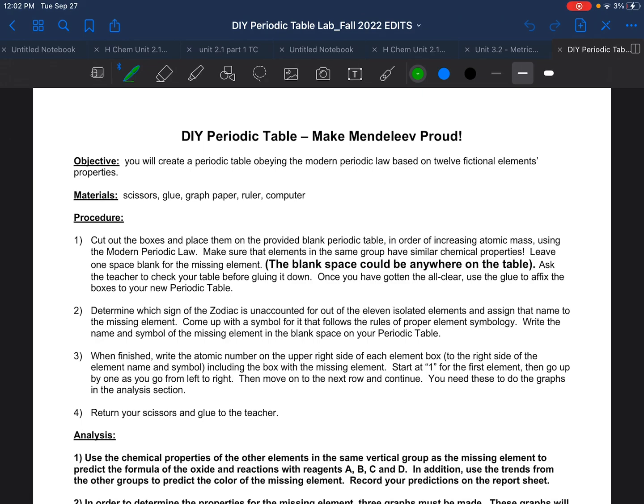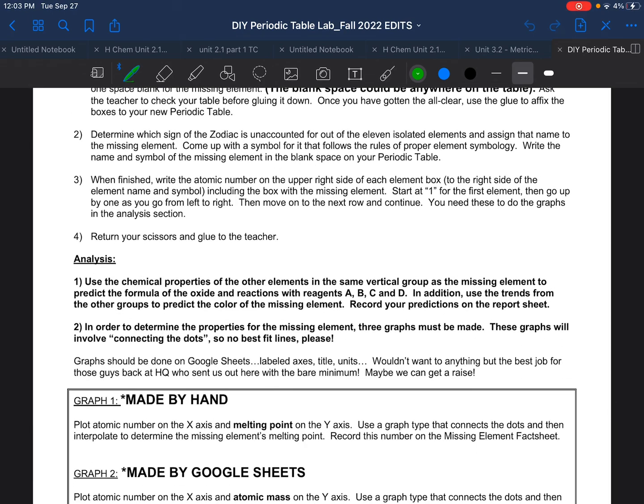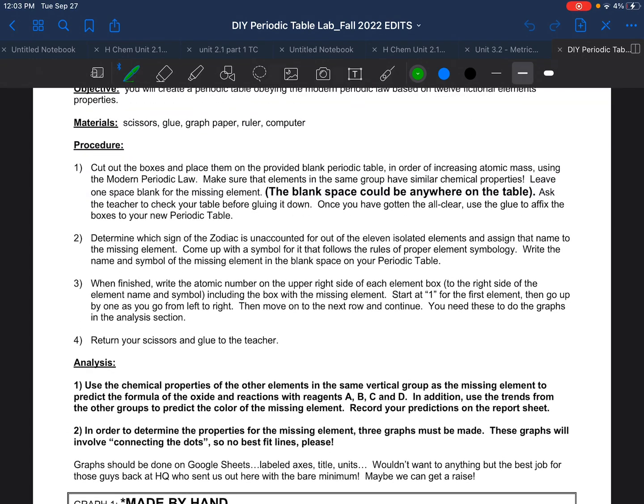So today what you guys are going to be doing is making your own periodic table with 11 elements that you know and one is missing. You're going to act like Mendeleev and try to figure out the things about the periodic table through trends. For example, what do we know about the groups on our actual periodic table? Everything in that group has the same number of valence electrons, which makes it have similar chemical properties. You're going to be using that along with organizing your table with increasing atomic mass.